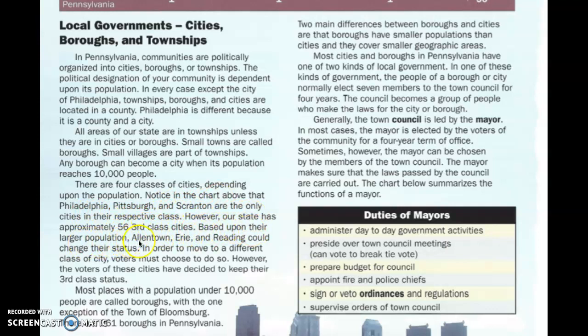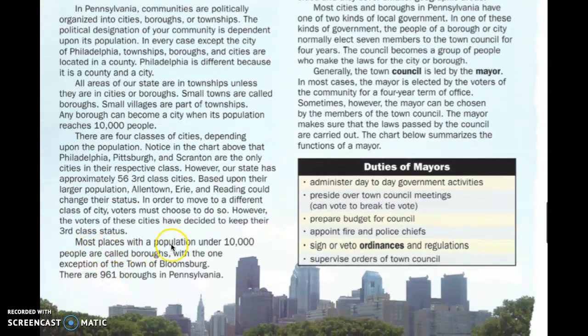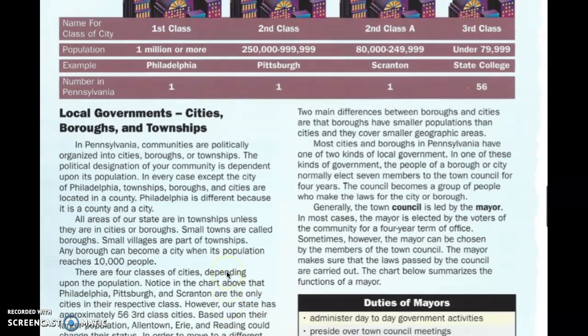Based upon their larger population, Allentown, Erie, and Reading could change their status. In order to move to a different class of city, voters must choose to do so. However, the voters of these cities have decided to keep their third-class status. Most places with a population of under 10,000 people are called boroughs, with the exception of the town of Bloomsburg. There are 961 boroughs in Pennsylvania.